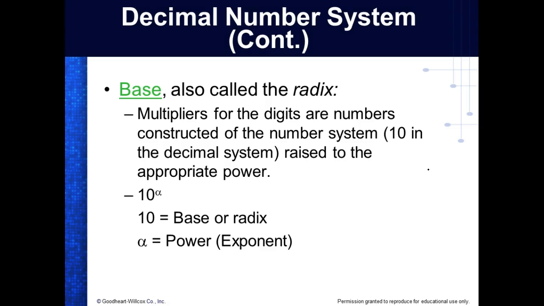So the base, which is also called the radix, multiplies for each digit of the number system. 10 is base 10. So we're going to deal with, we just looked at that, this is going to be 10 raised to some power, depending on its position.